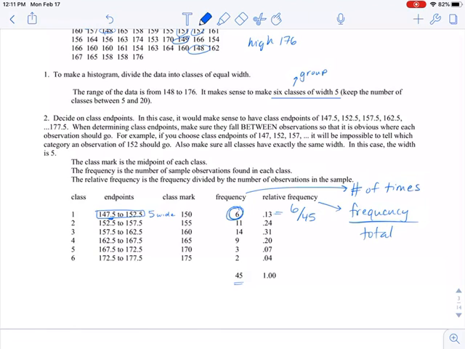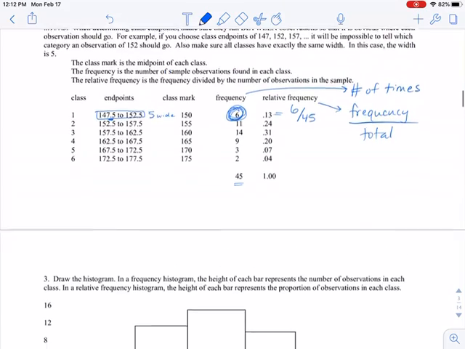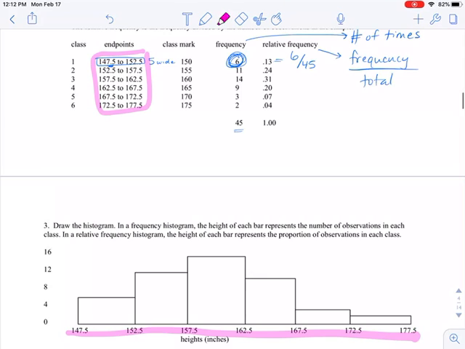Okay, so that was kind of a lot. I made these 6 groups, I counted up how many observations were in each group, and then I figured out the relative frequency. Now I'm ready to draw my histogram. So the classes, the class endpoints, which are right here, those go on the x-axis. And then the frequency is the y-axis.